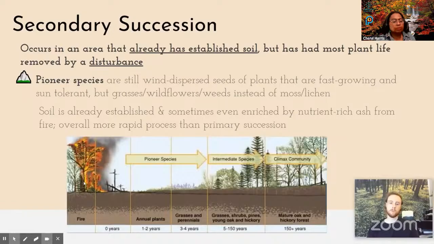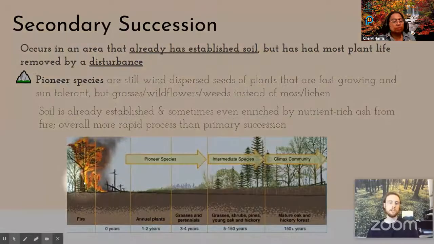So if we look at this diagram here, I know we've seen this one before, but it's a great reminder that we do start with a disturbance of some sort, often a forest fire, but it could be a human disturbance like clearing land for agriculture, or even just a windstorm or a flood, anything that dramatically reduces the plant community and basically enables these pioneer species to come in and dominate.